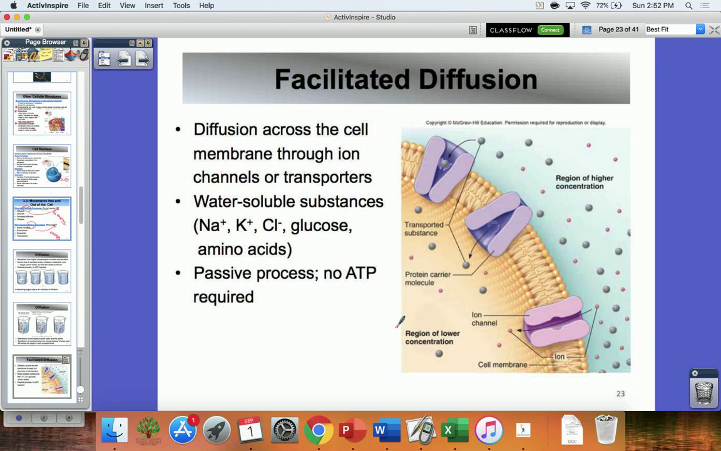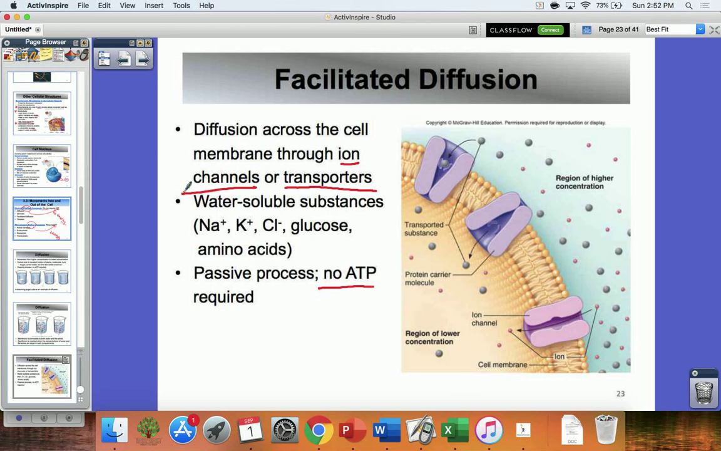Another type of passive transport, which means that there's no ATP required, no energy required, is facilitated diffusion. Now, when you think about facilitate, so we know what diffusion is, but to facilitate means to kind of help it out. Because regular diffusion just happens on its own, but with facilitated diffusion, there may need to be a helper. And so we have to have helpers or transporters or ion channels that are going to help certain substances cross the cell membrane that can't cross on their own.